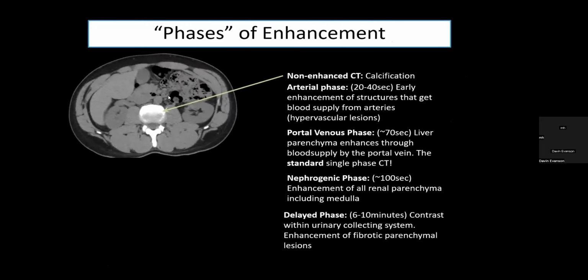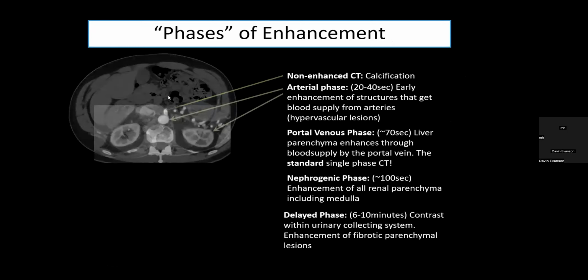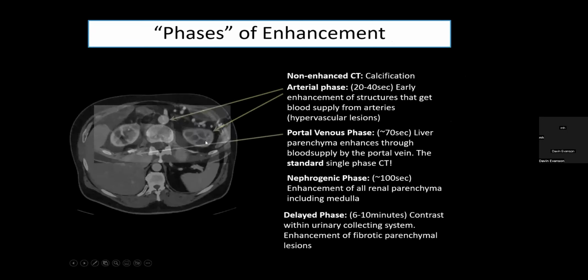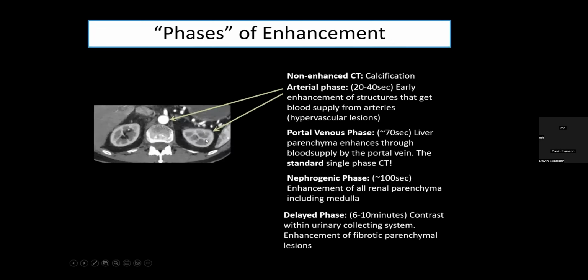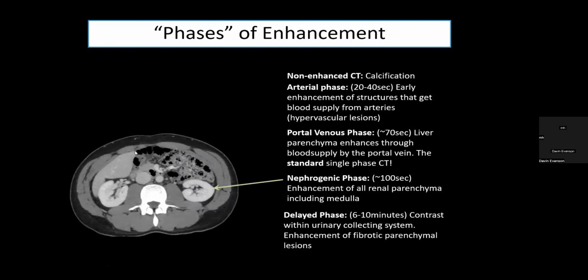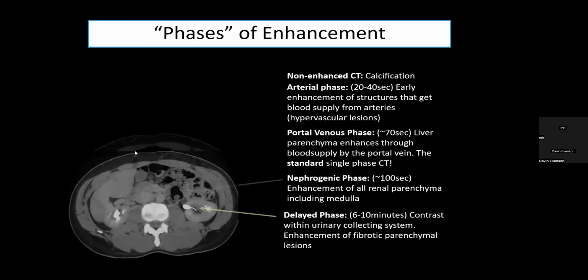So enhancement, we talked a little bit about this. It's useful to have a non-enhanced study first. This is without contrast. You give contrast, the aorta lights up, the kidneys light up. That's usually done at 30 seconds. We wait 70 seconds, now the portal vein is lit up and our aorta is less bright. And we wait 5 minutes and the kidneys are excreting contrast. This is called the excretory phase.